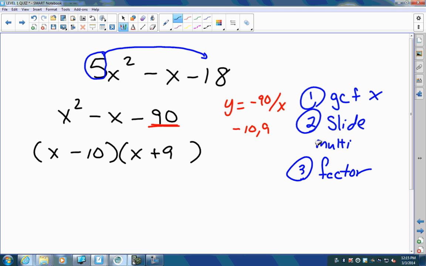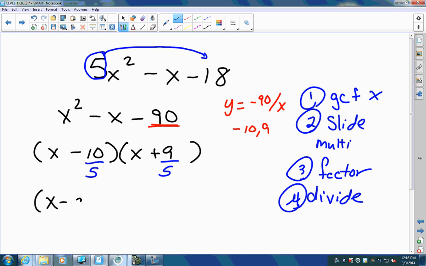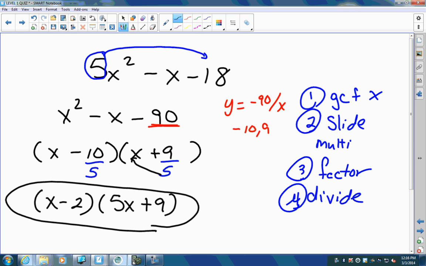It is not the answer. Remember, that's one of the biggest mistakes I've seen today: they forget to divide. Divide by what you slid. Divide by 5. Okay. 10 divided by 5 is what? 2. So I have x minus 2. 9 divided by 5. Does that work out evenly? Nope. So I put that in front of the x. 5x plus 9, and that's your answer right here.